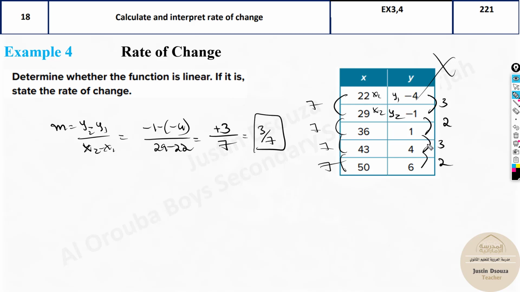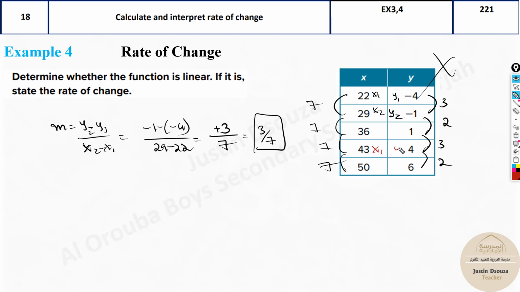Now let's do the other 2 points. Let me just take another 2 points and let's check. Because if I do this and this, I'm going to get the same slope because I know there's 3 and 7, 3 and 7. Or we can do the last 2 points. I'll do the last 2.